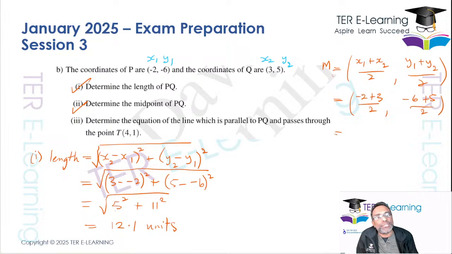And minus 2 plus 3 is 1, so this is going to be a half. And minus 6 plus 5 is minus 1, so this is going to be minus a half. So therefore, this here represents my midpoint. It is a half, minus a half.